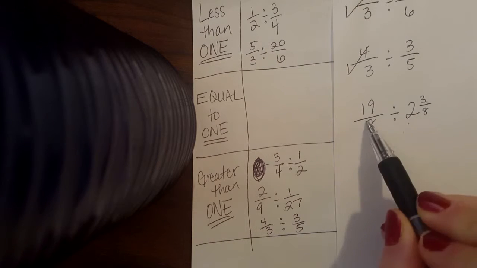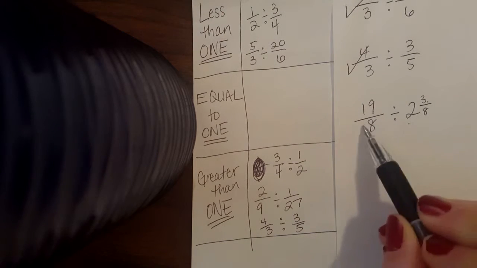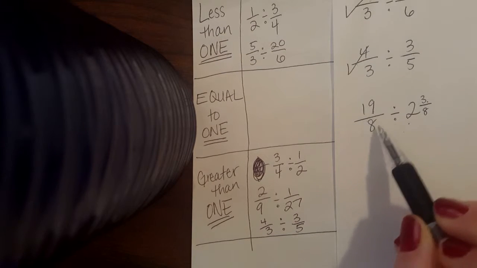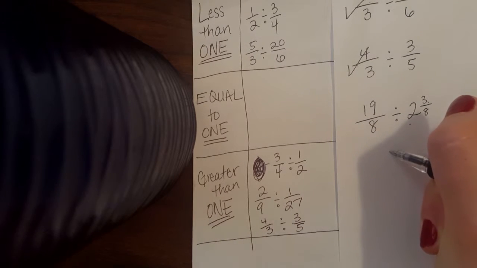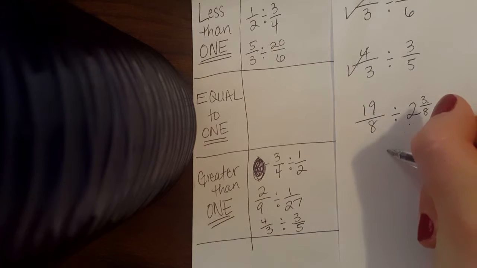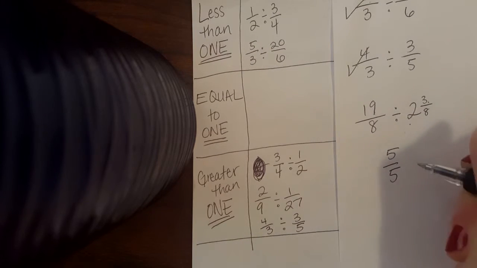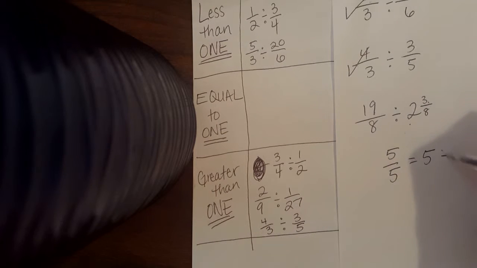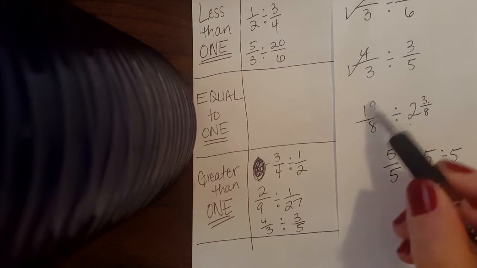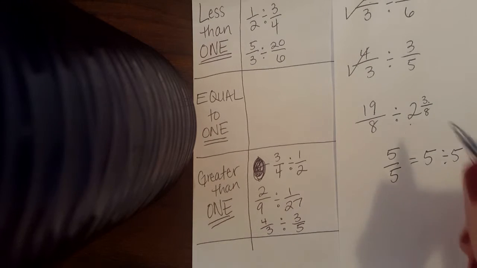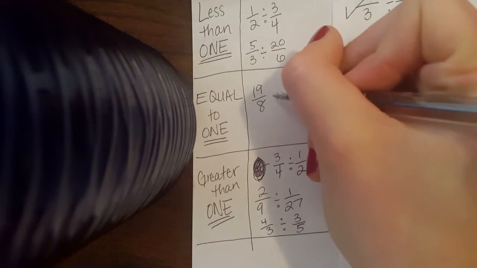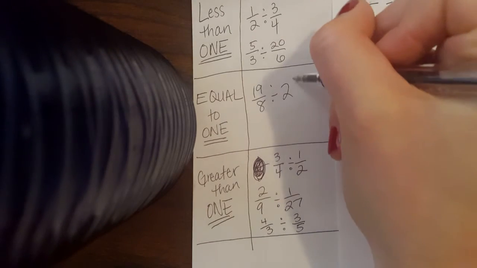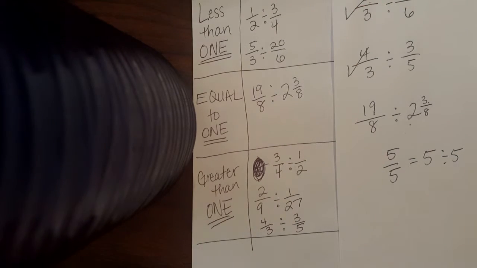You know what? These two things, even though this is an improper fraction and this is a mixed number, are equal. So whenever you take something and divide it by itself, remember, take any number, no matter what it is, let's say it's 5 divided by 5, or 5/5. That's always the number 1. So no matter what we're dealing with, anything divided by itself is 1. So this expression fits into the equal to 1 category. So 19/8 divided by 2 3/8 fits into the equal to 1 category.